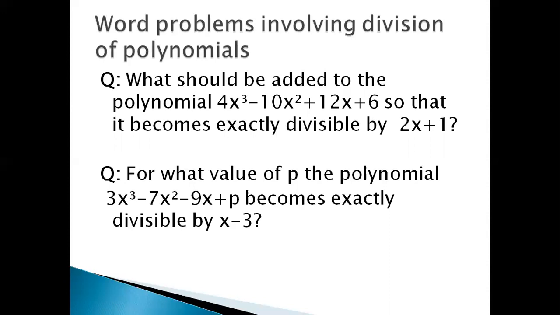And the other word problem is, for what value of p does the polynomial 3x cube minus 7x square minus 9 plus p become exactly divisible by x minus 3? You can check by dividing, and in the end when you get a remainder, you will get to know the value of p from there.